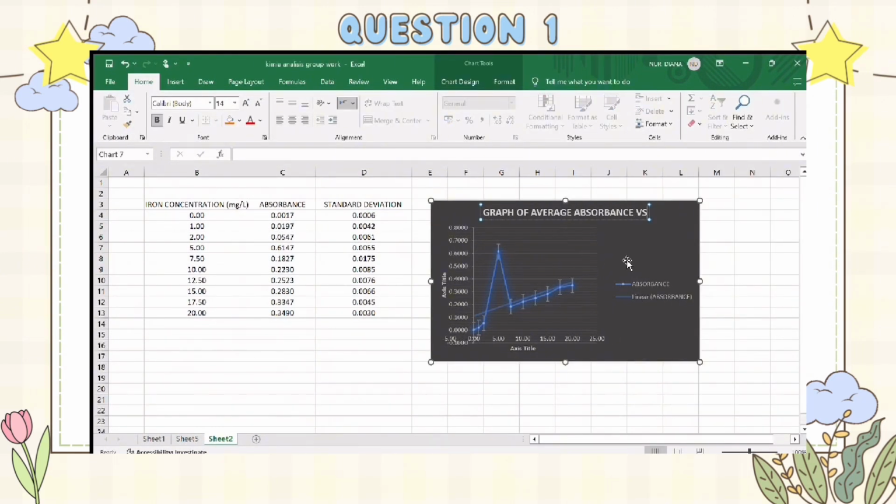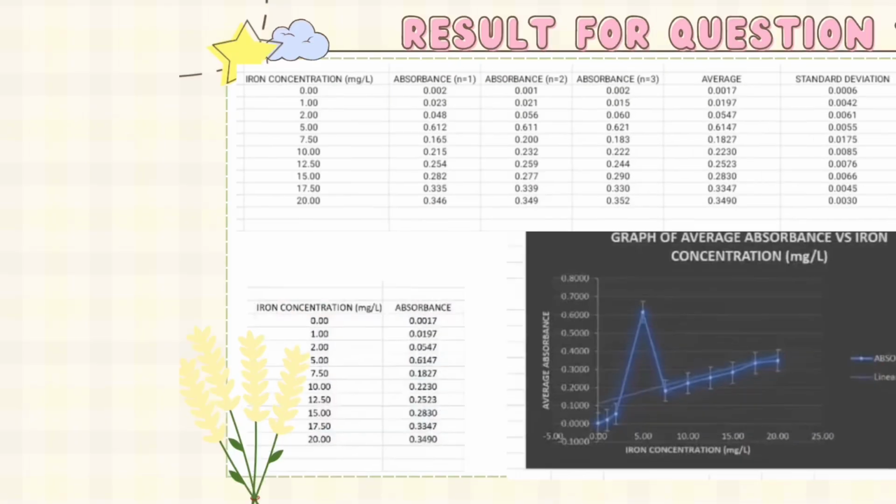Lastly, we need to rewrite the title of the graph, which is graph of absorbance versus ion concentration, with the y-axis as the average absorbance, and the x-axis as the ion concentration.